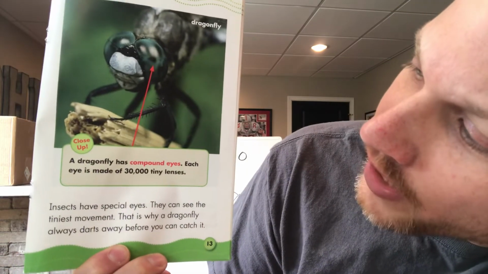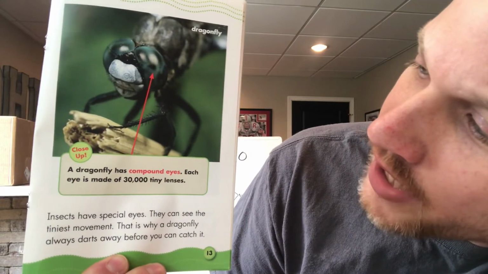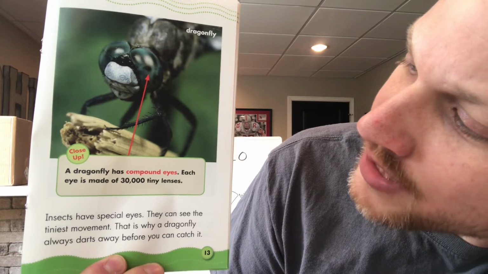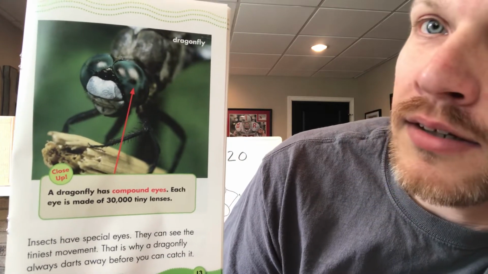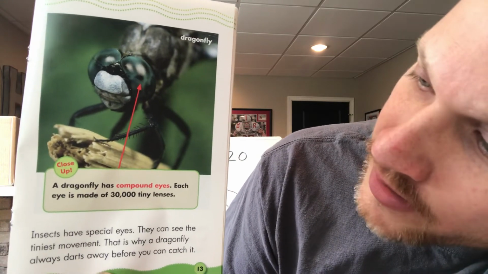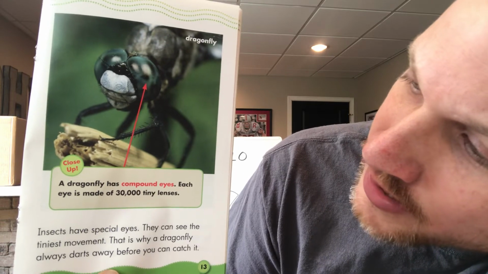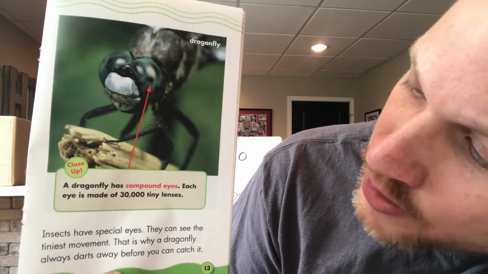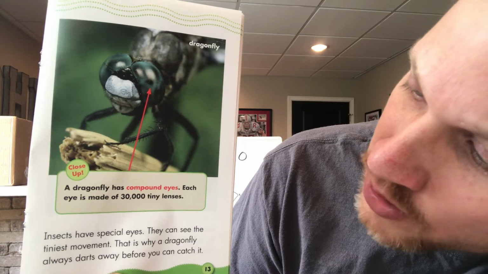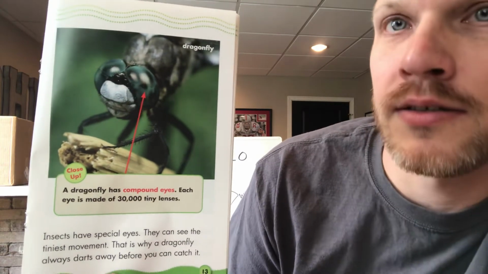A dragonfly has compound eyes. Each eye is made up of 30,000 tiny lenses. Wow. Insects have special eyes. They can see the tiniest movement. That is why a dragonfly always darts away before you can catch it.